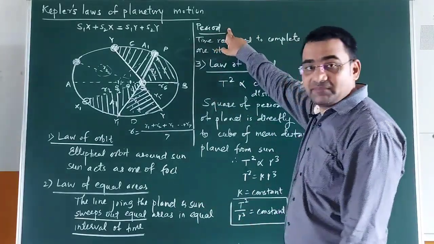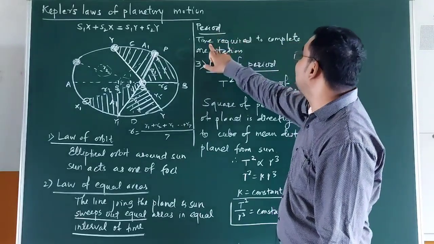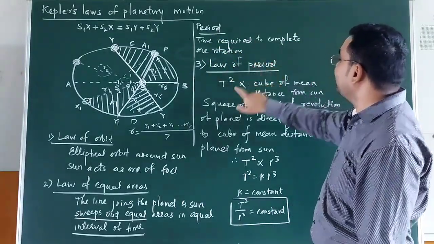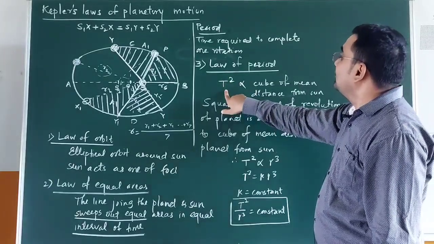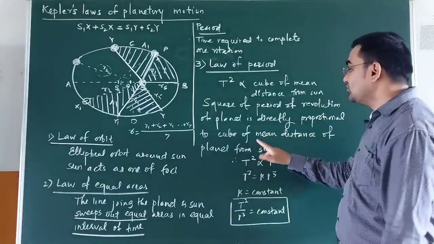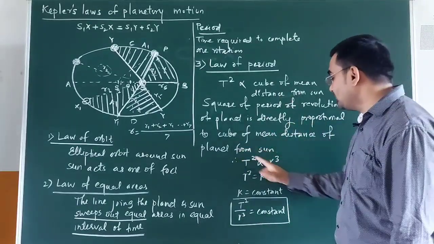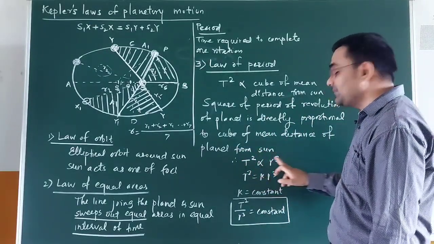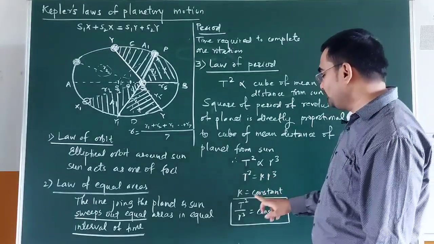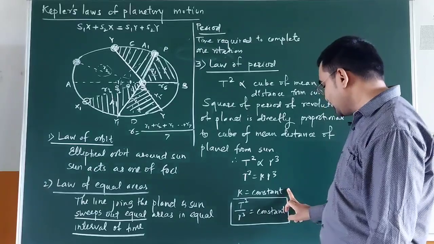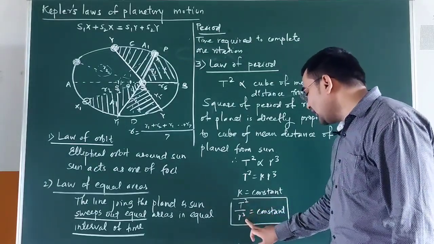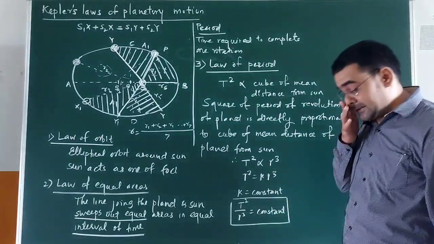The third law is the law of period. Before that I have given the definition of period. It is the time required to complete one rotation. So what is the law of period? The square of the period of revolution of a planet is directly proportional to the cube of the mean distance of the planet from the sun. T square is directly proportional to R cube. T square equals k into R cube, k equal to the constant of proportionality, or I can say T square upon R cube is always constant.